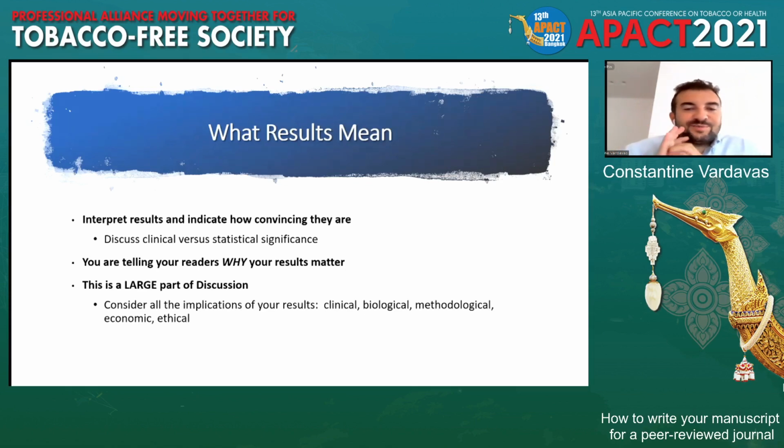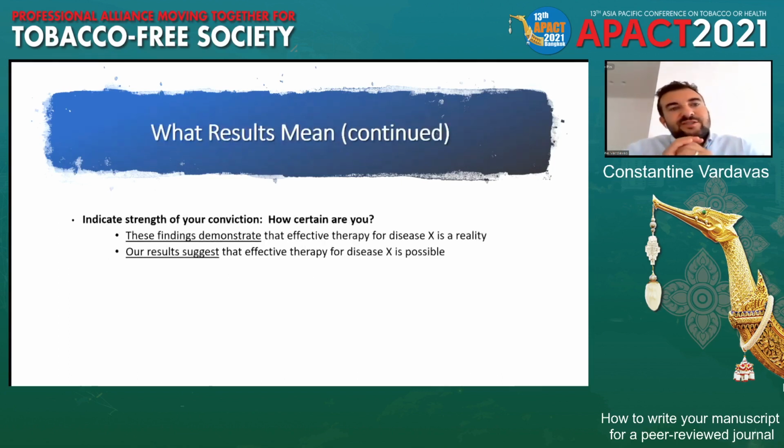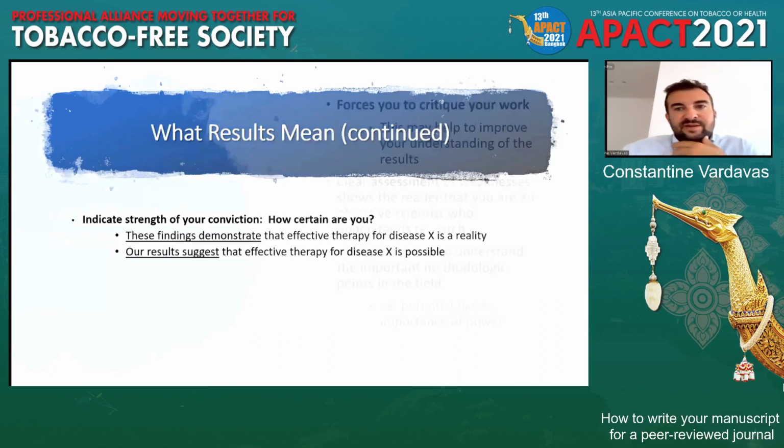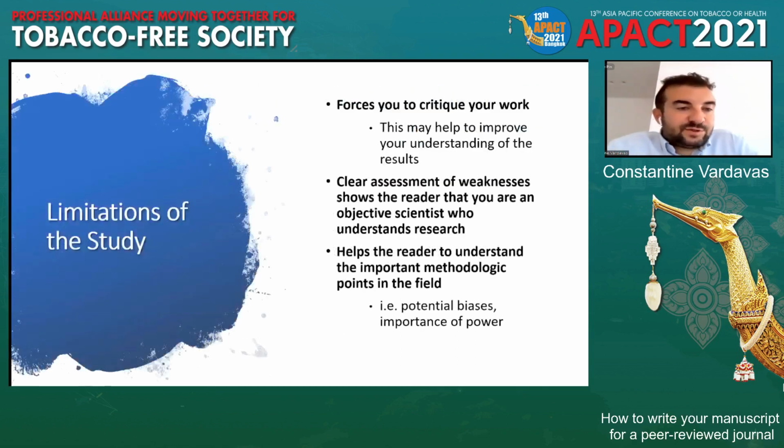So you're telling your readers why your results matter, and the interpretation of the results is a large part of the discussion. You can consider all the implications of the results, the clinical, the biological, the methods, the ethical, and what the results mean. What you want to do is indicate the strength of your study and how certain you are. These findings demonstrate that, for instance, X can lead to Y, so you want to be able to interpret your results very clearly. And the next point, of course, in the discussion section is the strengths and limitations.